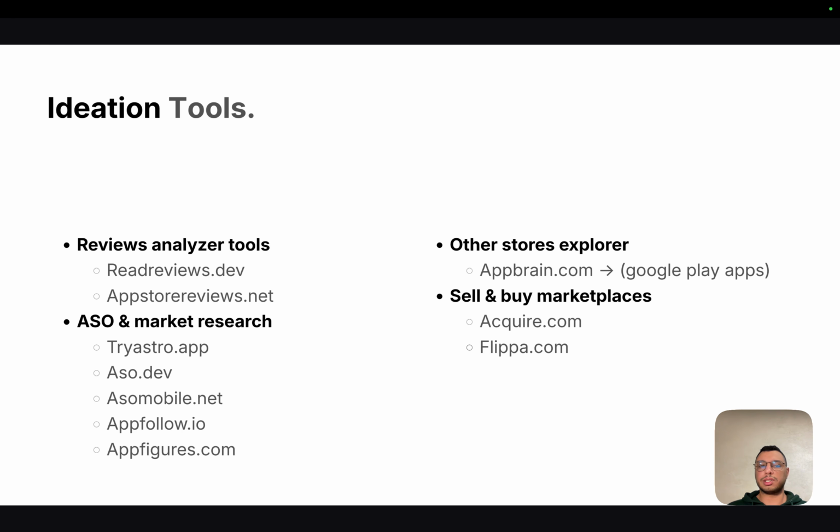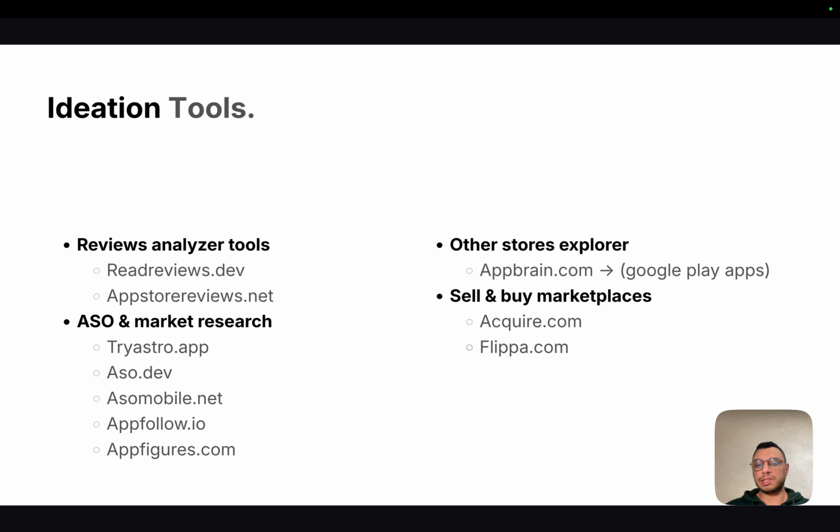Some of those tools could be readreviews.dev, appstorereviews.net, and there are multiple tools, but you can try to check those two tools. Also, there are the tools for ASO and market research, and this is the most important in this part. So here we have TriAstro and ASO.dev. I mainly use those two tools most of the time. Those are my two principal tools.